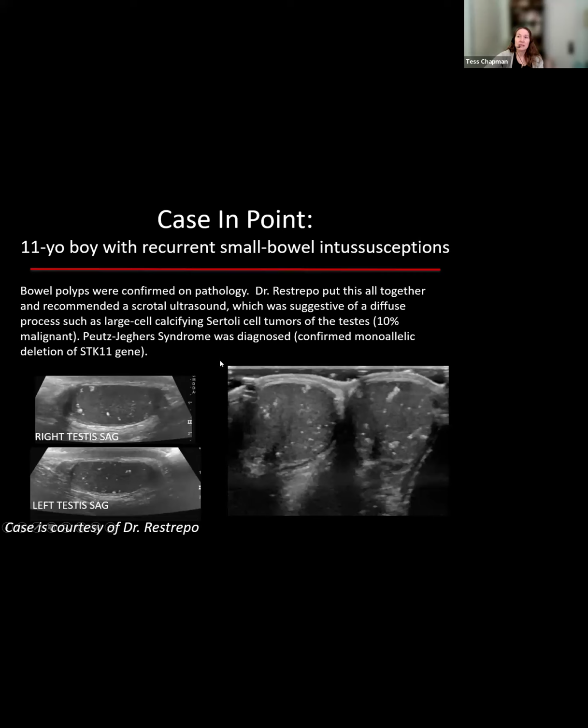And indeed, this boy was confirmed to have Peutz-Jeghers syndrome. So this is an example of tumor producing hormones that led to the gynecomastia. And then, of course, the polyps were the cause of the multiple small bowel intussusceptions and bowel obstruction.